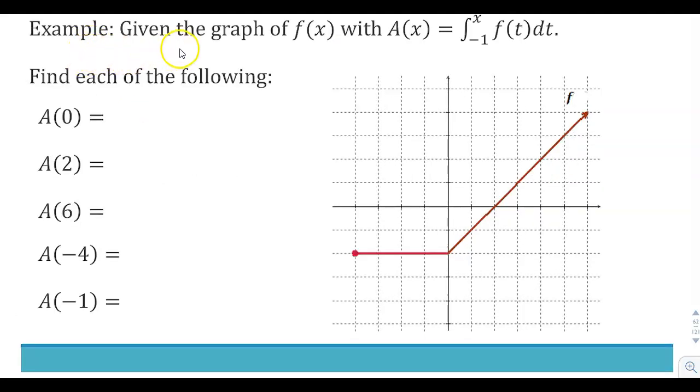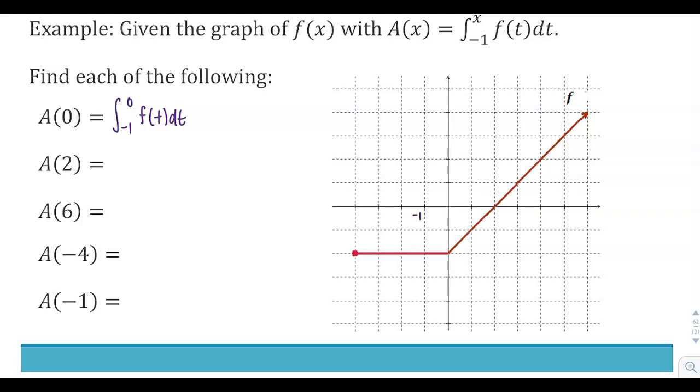Let's continue on with that example. So given the graph of f of x, with a of x equal to the integral from -1, so we have our fixed value of a, to x of f of t dt. So notice we're told this is the graph of f of x, but I'm going to ignore that x part, just label it as f for now, and inside of the area function we're labeling it with a different dummy variable t. So find each of the following. Find a of 0. So a of 0 means we're trying to find the integral from -1 to 0 under the function f, or f of t dt.